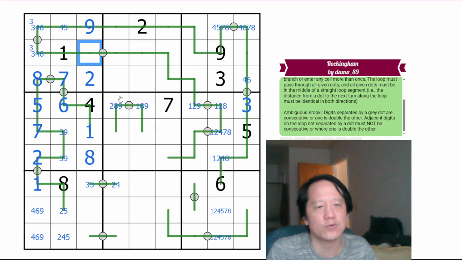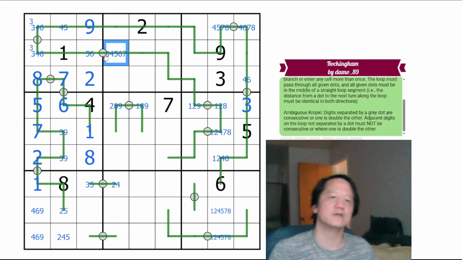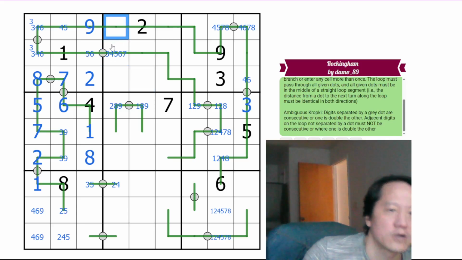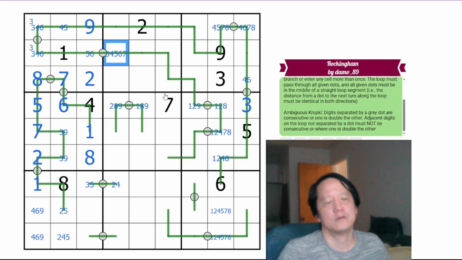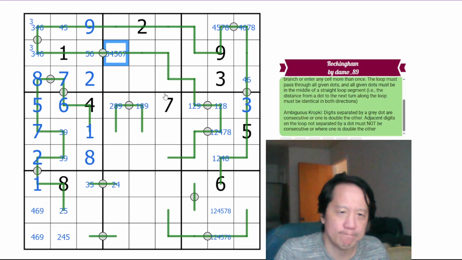It can't be 4. No 1, no 2, no 3. So this is 5 or 6 here. 5 would have to be consecutive with 4 or 6. 6 could be with 5 or 7, or in a 1 to 2 ratio with 3. So those all kind of work.